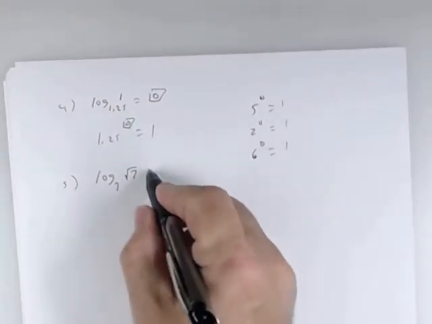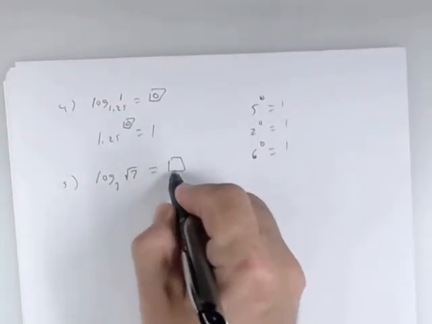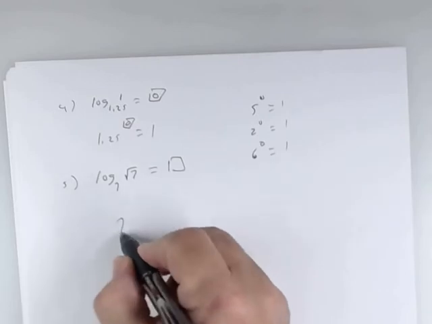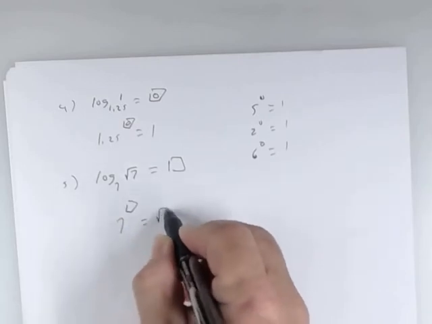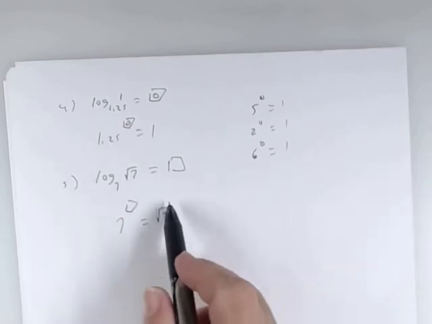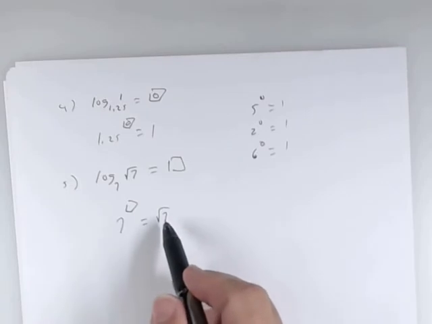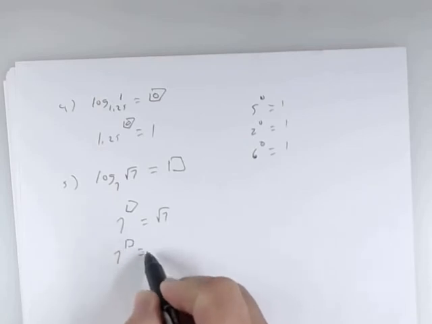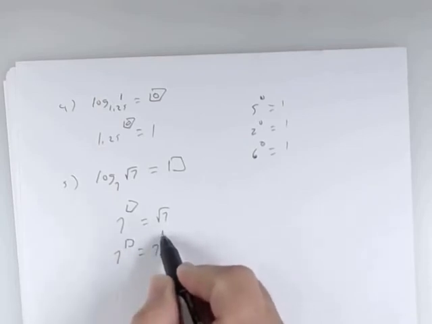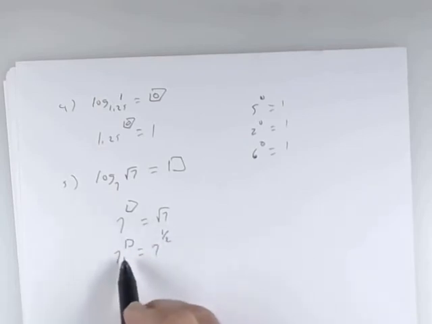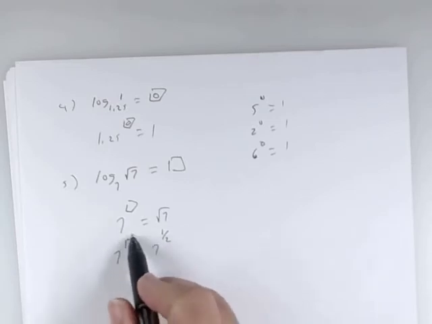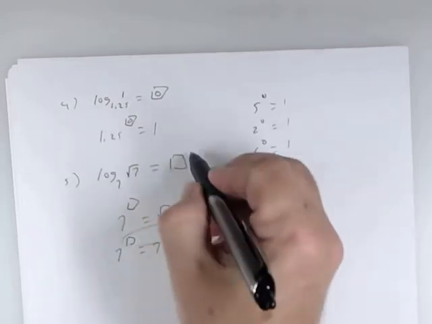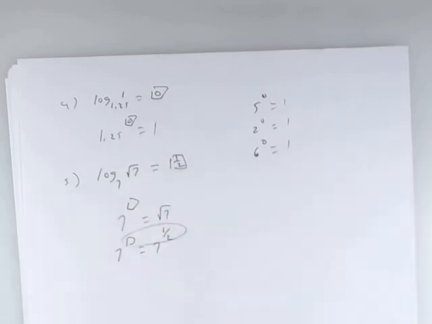So when you write this as an exponential, you say 7 to what power is the square root of 7, right? What you want to do is rewrite this radical as a rational exponent. So 7 to the box equals 7 to what power? 1/2. So when the base is the same, these exponents have to be the same. So what is this equal to? 1/2.